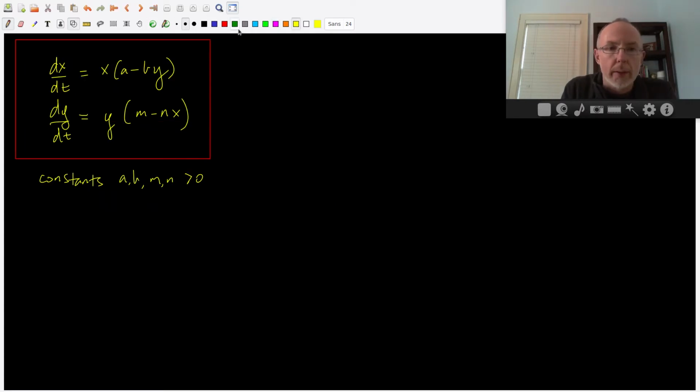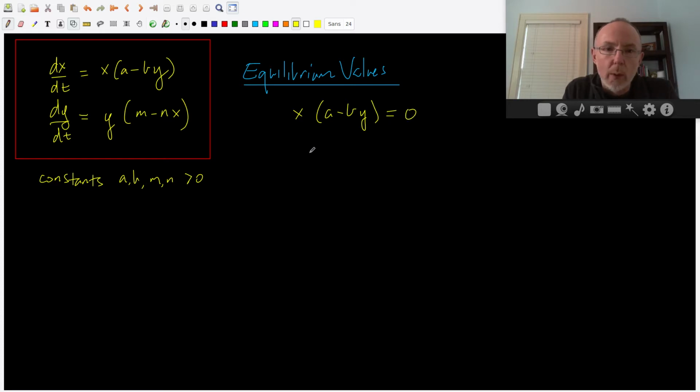So here we go, we've got this setup, we've got a and b and m and n all being constant and positive, and we need some equilibrium values. Because as we saw last time, equilibrium values are the key to finding the behavior, because we look at what happens around the equilibrium values.